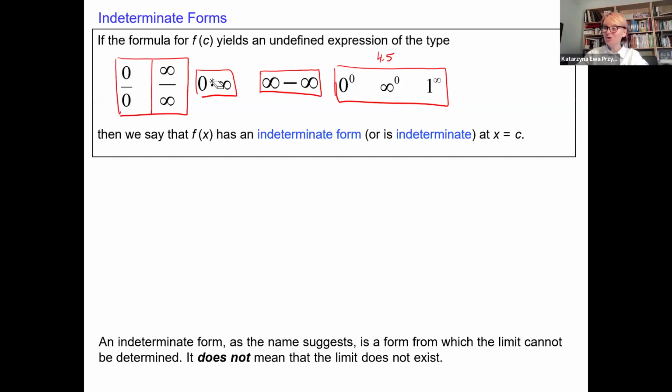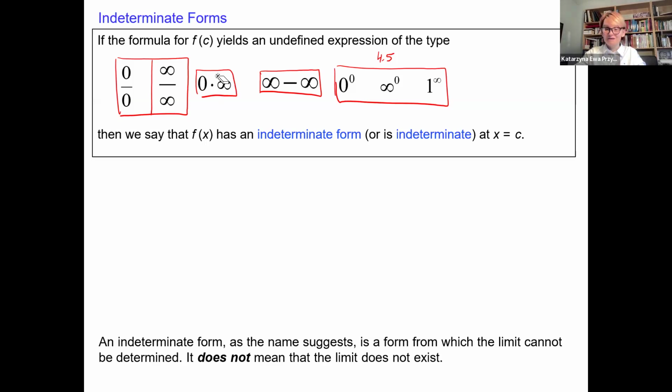Zero times infinity also, because infinity is not really a defined number. Please, for now, just remember this is also indeterminate. It could be zero, it could be infinity, but the funny thing is, it could even be a finite number.